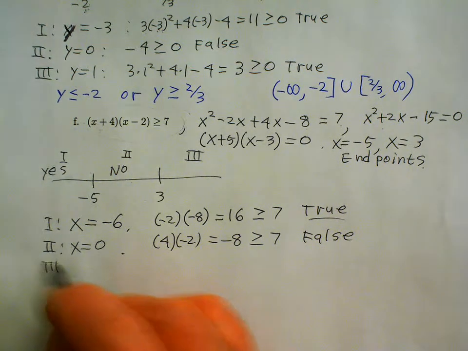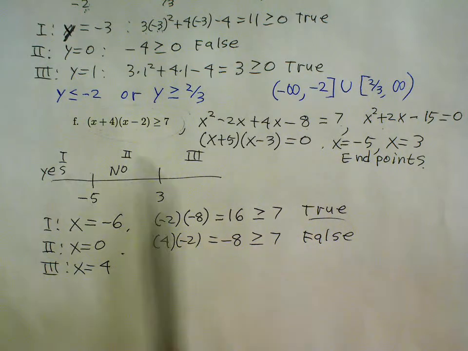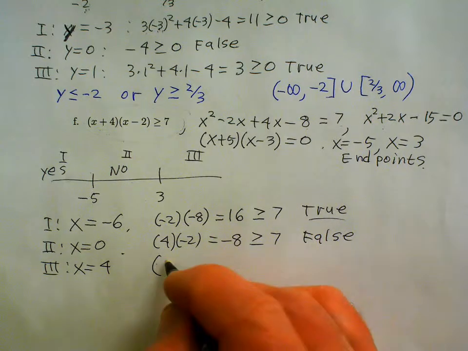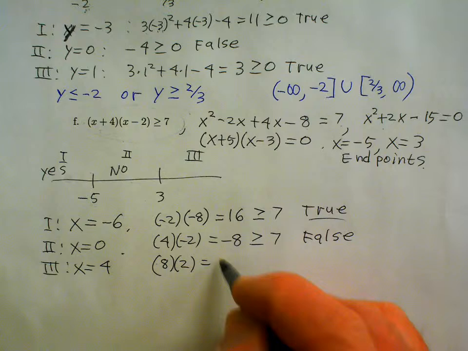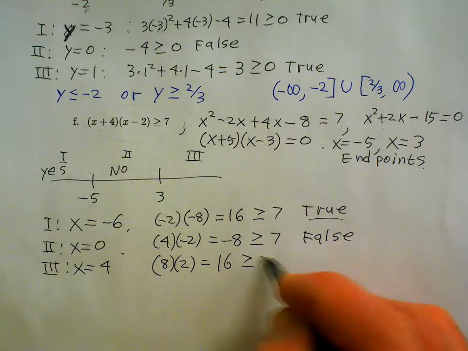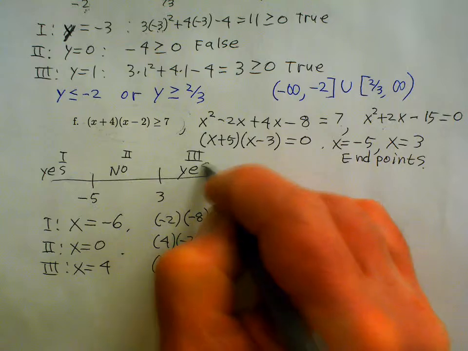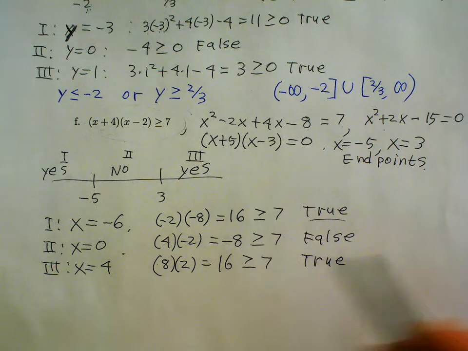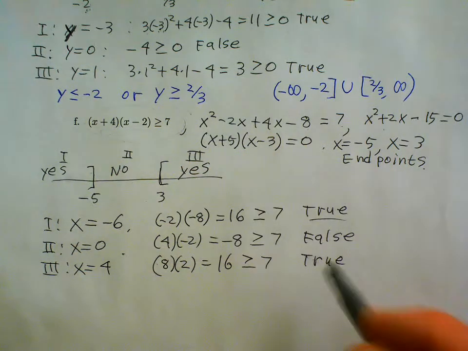In the third interval, I'll pick x to be 4. And then in the inequality, 4 plus 4 is 8, 4 minus 2 is 2, 8 times 2 is 16, 16 greater than or equal to 7 is true. So all of the numbers in the third interval are solutions. We're going to include the endpoints because of the or equal to part.